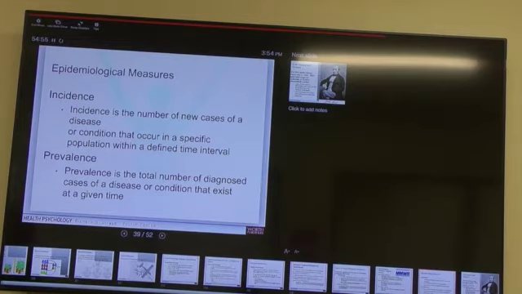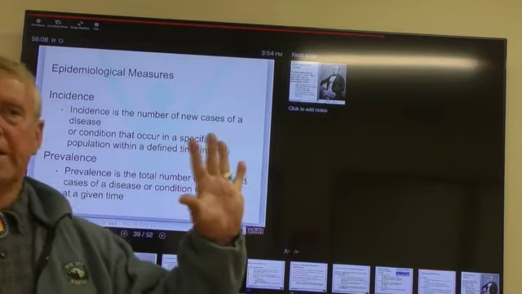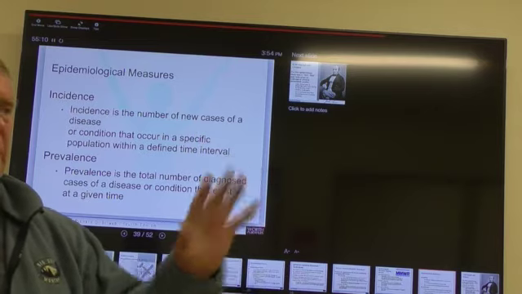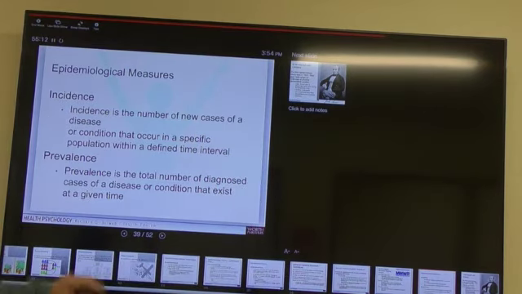Incidence is the number of new cases of a disease or condition that occur in a specific population within a defined time interval. That's the incidence rate. What do we have here in the United States with the coronavirus? The incidence rate is 5 right now. So we'll see what happens with those 5 people.